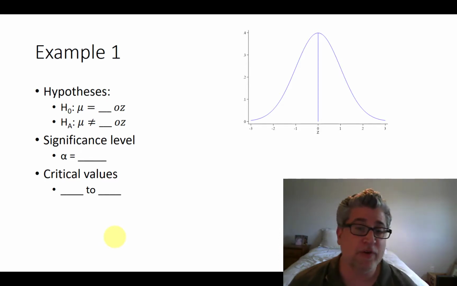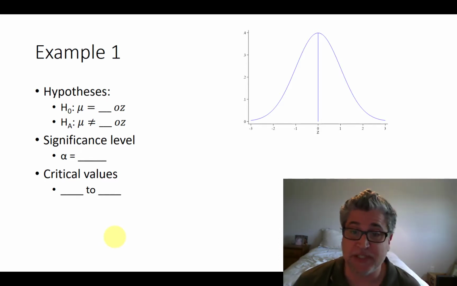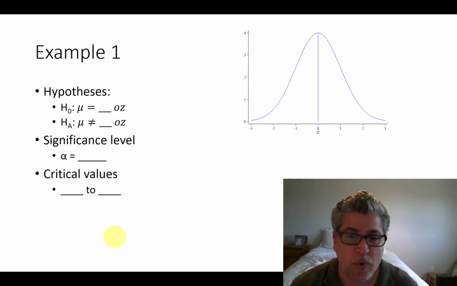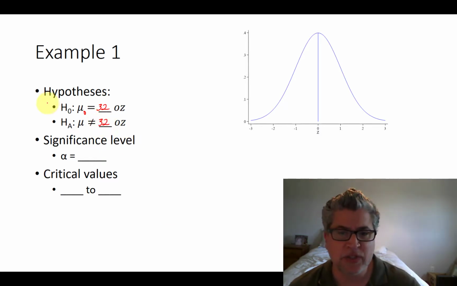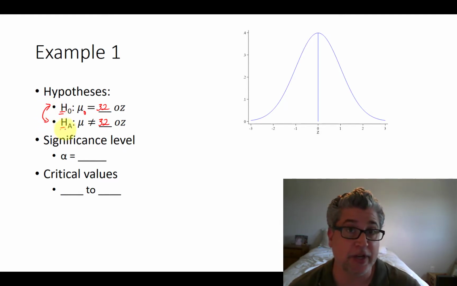Well, our first step is to be explicit about the hypothesis. What is our hypothesized mean? Our hypothesized mean was that we fill to 32 ounces. And the alternative to that is that it is not equal to 32 ounces. So these are our two competing hypotheses, the null and the alternative. We said that we're going to be testing at the 5% significance level.